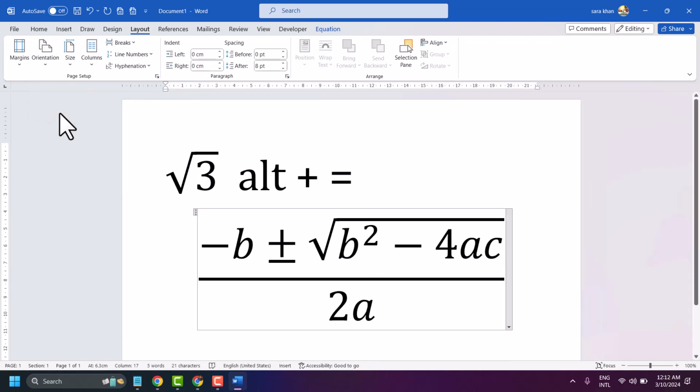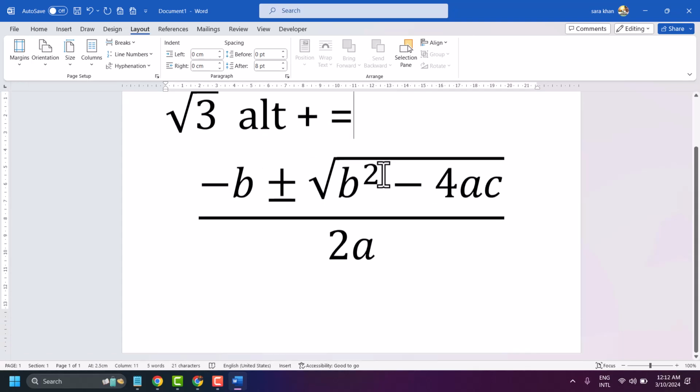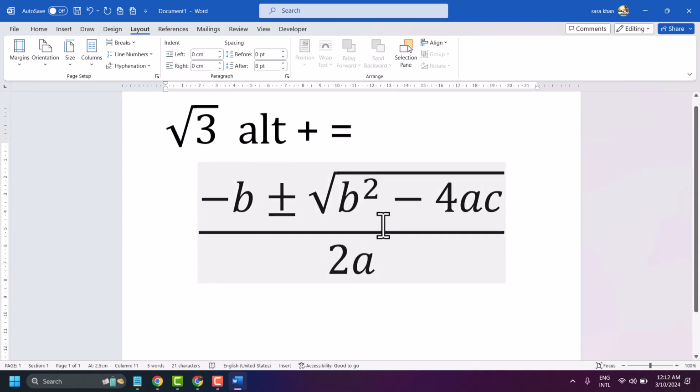And guys, in this equation editor there are more fractions. You can just select and insert.